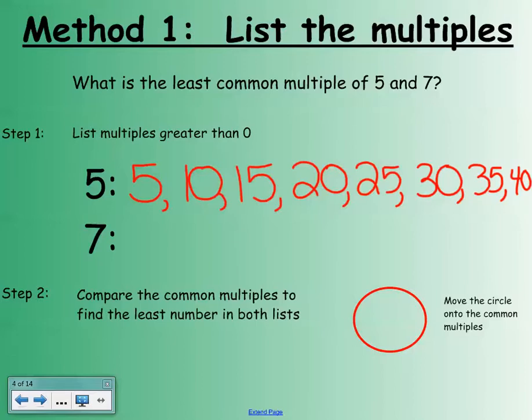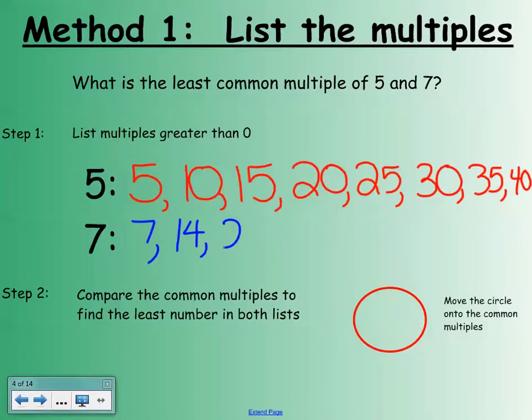Let's now think about my multiples of 7. Write these down with me this time. So if I have 7, 7 times 1 is 7, so that's always going to be my first multiple. My second multiple is 7 times 2. 7 times 2 is 14. So let's jot that one down.